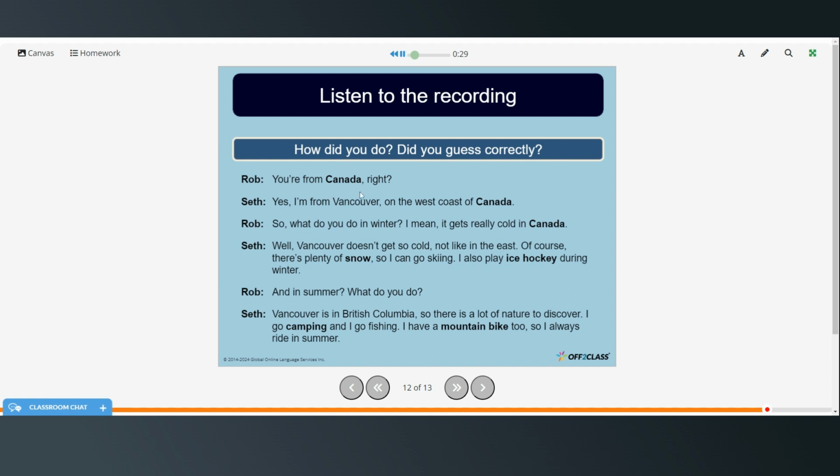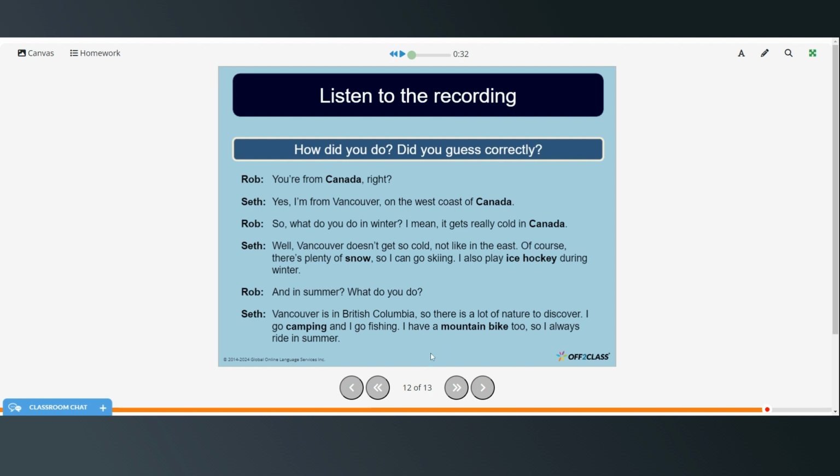You're from Canada, right? Yes, I'm from Vancouver, on the west coast of Canada. So, what do you do in winter? I mean, it gets really cold in Canada. Well, Vancouver doesn't get so cold, not like in the east. Of course, there's plenty of snow, so I can go skiing. I also play ice hockey during winter. And in summer? What do you do? Vancouver is in British Columbia, so there is a lot of nature to discover. I go camping and I go fishing. I have a mountain bike too, so I always ride in summer.